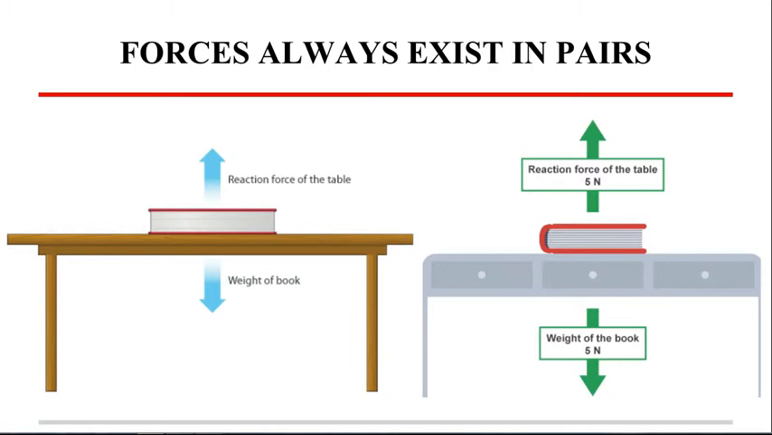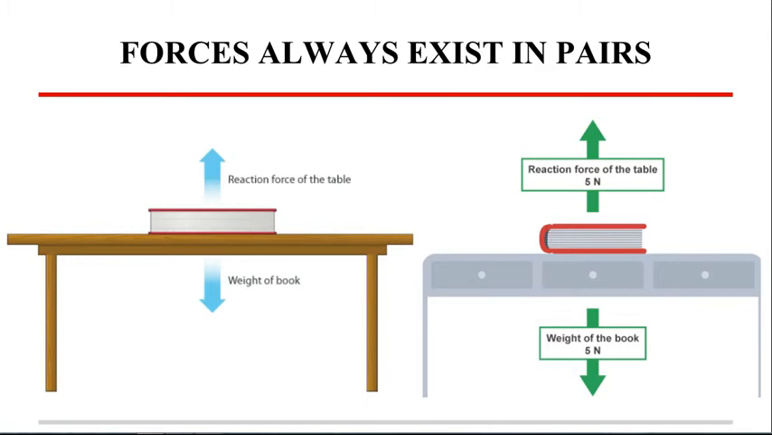In the case of a book lying on a table, the weight of the book always acts vertically downwards because of gravity. Hence, the book applies a force equal to its weight on the table. In reaction to it, the table applies an equal force in the opposite direction on the book. The weight of the book is applied on the table vertically downwards, and the reaction force is applied on the book by the table vertically upwards.